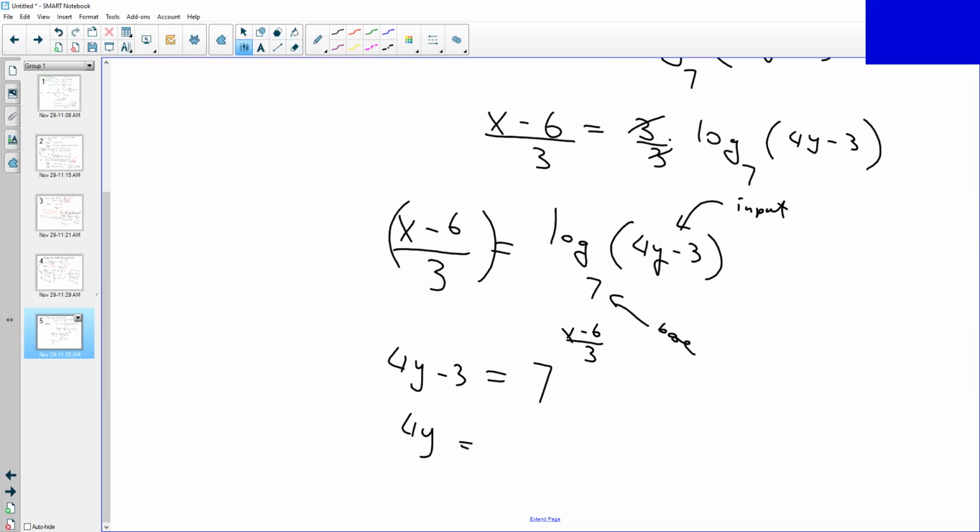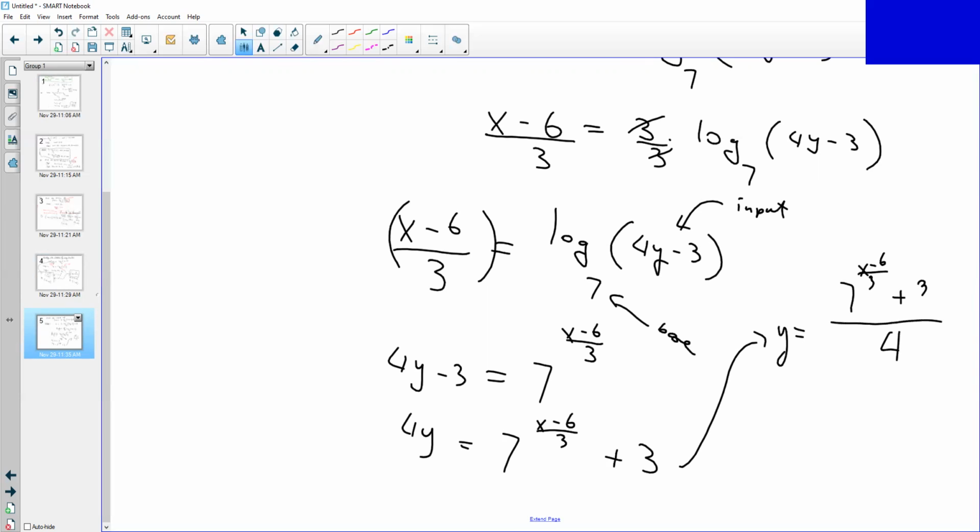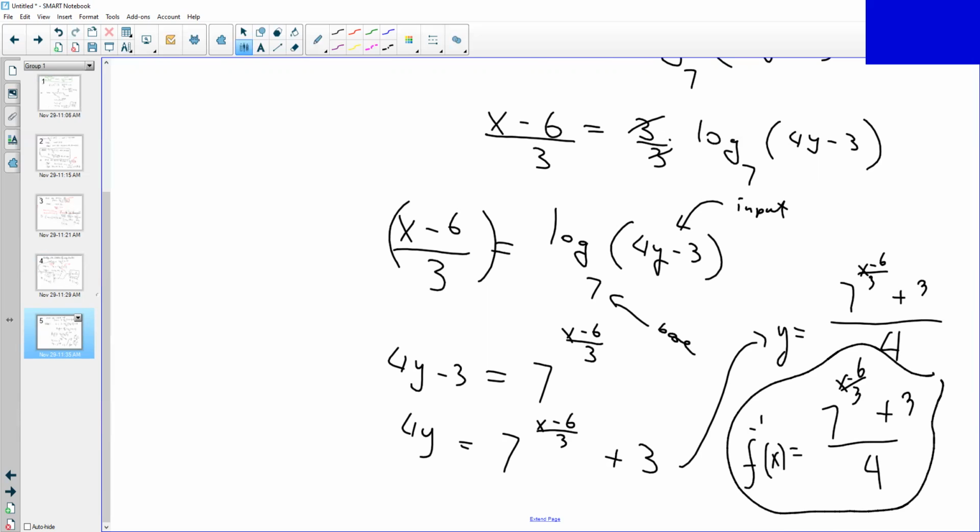So 4y equal 7 to the x minus 6 over 3 plus 3. Then I will divide both sides by 4. So when you divide both sides by 4, you will get y equal to, okay, this whole thing is going to be divided by 4. So then you have the inverse function. So then the inverse of x will equal 7 to the x minus 6 over 3, plus 3, divided by 4. That is the inverse function.